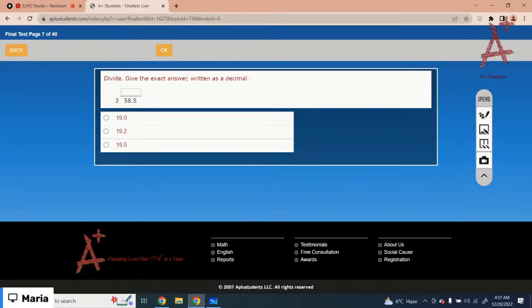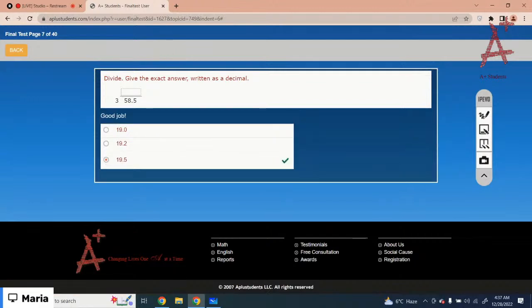So which is the correct option? 58.5 divided by 3 is 19.5. Got it? Just select the correct option then click on the OK button.